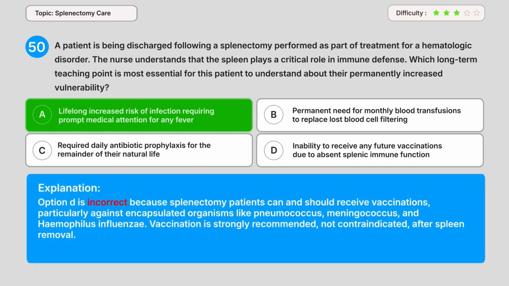Option D is incorrect because splenectomy patients can and should receive vaccinations, particularly against encapsulated organisms like pneumococcus, meningococcus, and Haemophilus influenzae. Vaccination is strongly recommended, not contraindicated, after spleen removal.